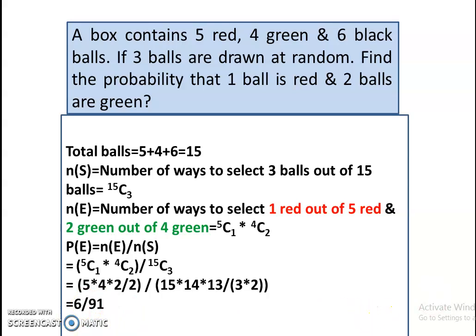So in this way we can calculate probability of any event, right?